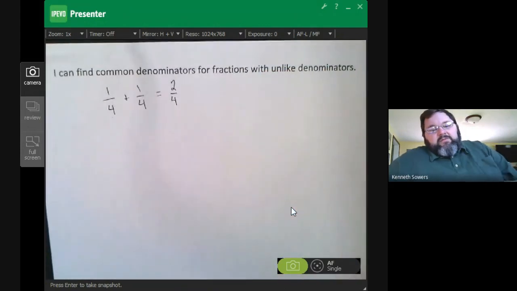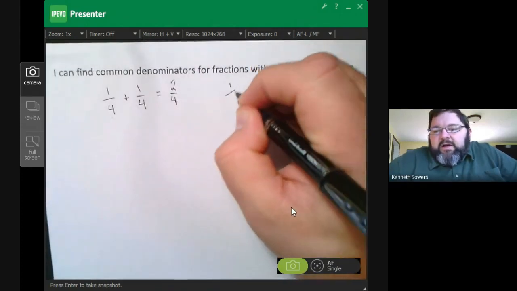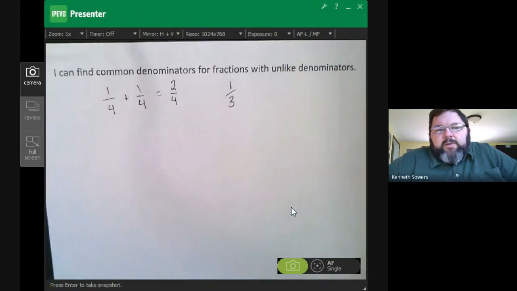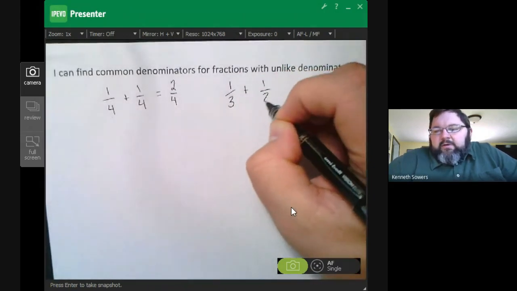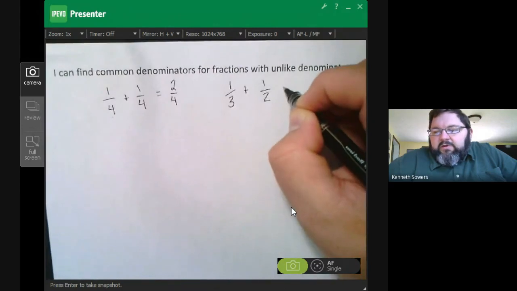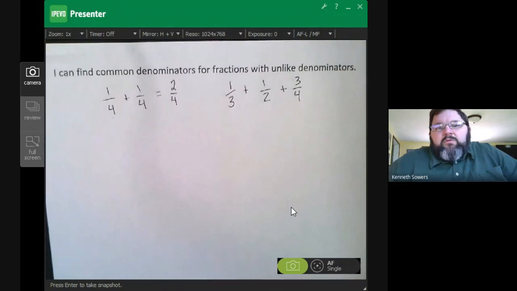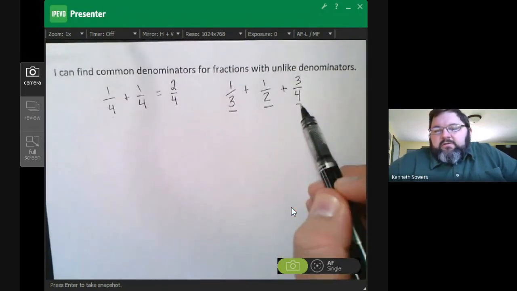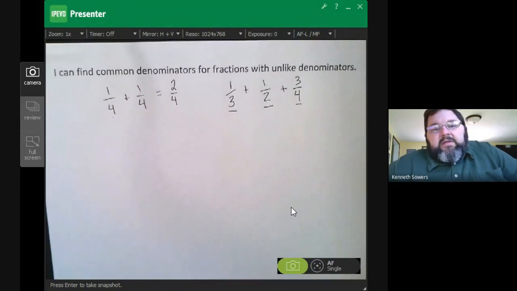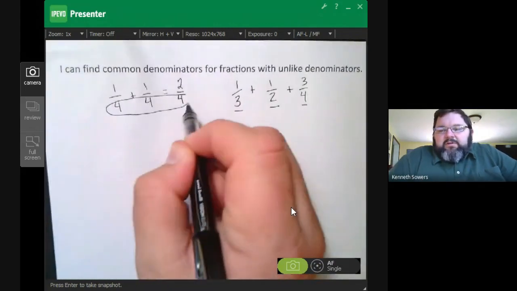But what if you decide to start a running journal or a walking journal, and on the first day I walked 1/3 of a mile. The second day I walked a half a mile, and the third day I walked 3/4 of a mile. Well, if we want to add this together, our denominators are different. So we cannot add them until we can make sure that the denominator is all the same.